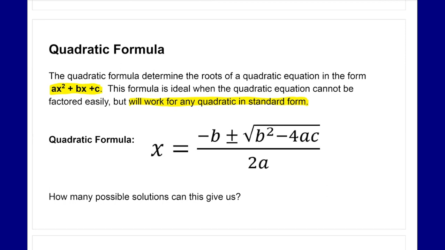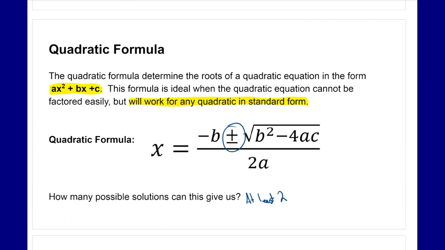So how many possible solutions can this give us? Well, we know in the end the different scenarios that we could come across based on the warm-up that we just did. But how many solutions could we get from our quadratic formula? Well, in this case, we should be looking for at least 2 solutions, and the reason is because of this plus minus in our formula.